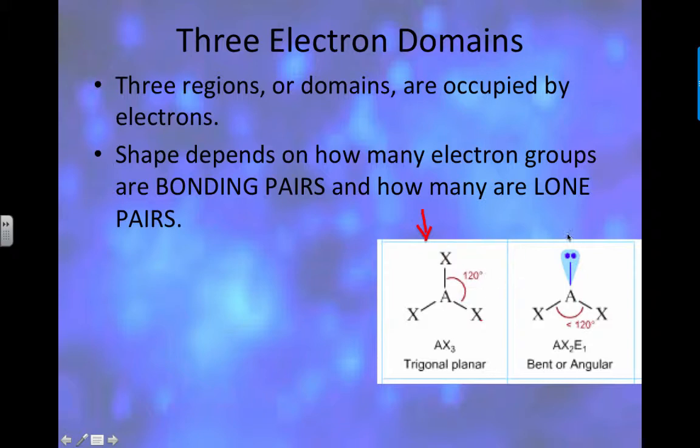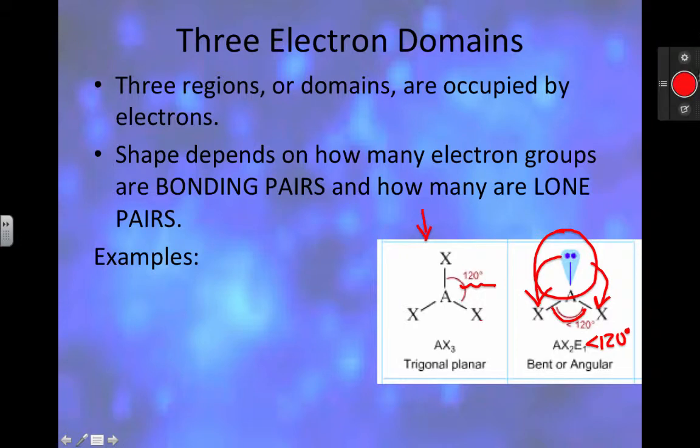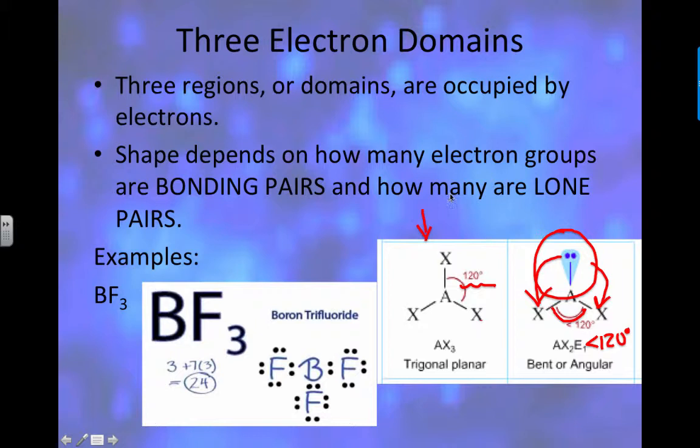But if we have a domain where we have a non-bonding pair, then that changes the shape. So instead of having 120 degrees for the bond angle, now this bond angle is going to get squished by the lone pair electrons that occupy more space than a bonding pair does. So we have a bond angle that is less than 120 degrees. Some examples of these include boron trifluoride. We've drawn similar atoms like this before. So there's the BF3, again an incomplete octet, right?